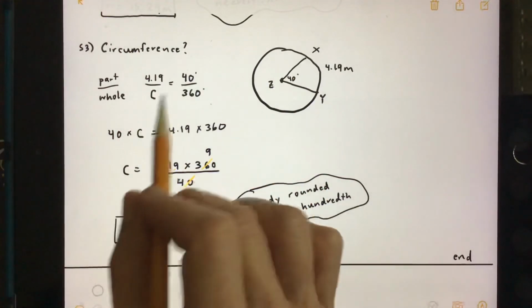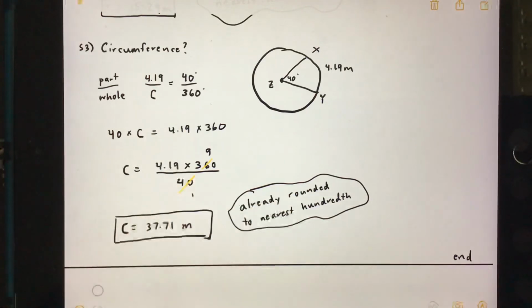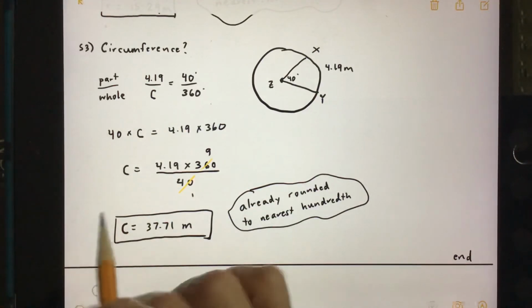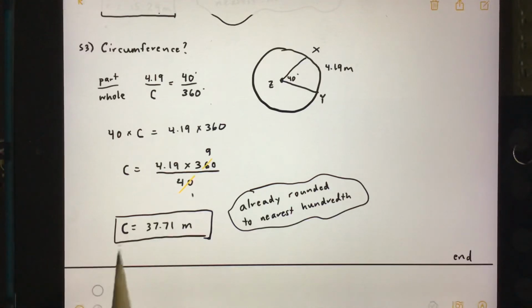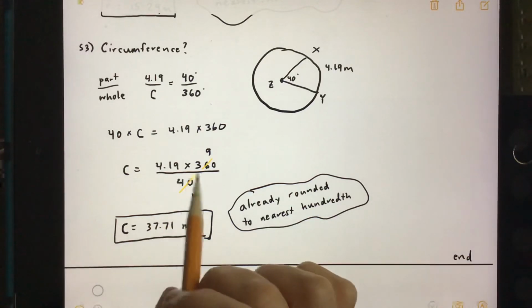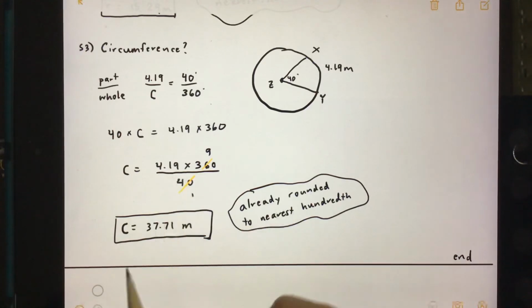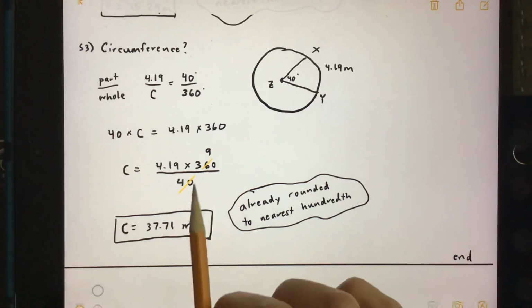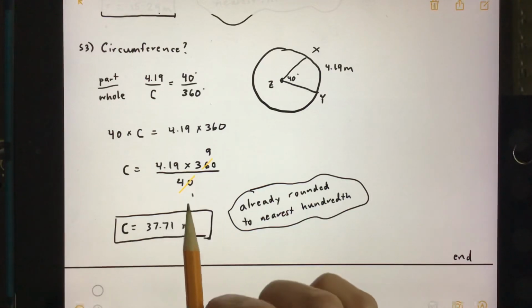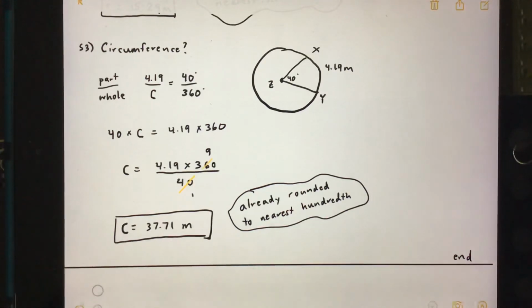Then I'll use cross products. 40 times c is equal to 4.19 times 360. Then divide both sides by 40. If you want, you can put into your calculator 4.19 times 360 divided by 40. I prefer, again, to use smaller numbers where possible, so I went ahead and canceled the 40 and the 360. 40 divided by 40 is 1. 360 divided by 40 is 9. And then all I had to put into my calculator was 4.19 times 9, or actually I could multiply that out pretty easily mentally as well. But either way, we're going to find the circumference as 37.71 meters. We're already rounded to the nearest hundredth, so I'm done.